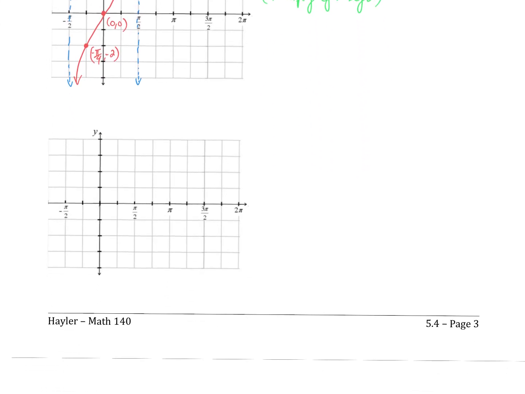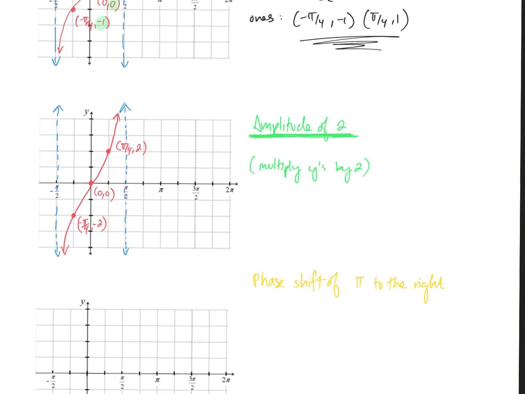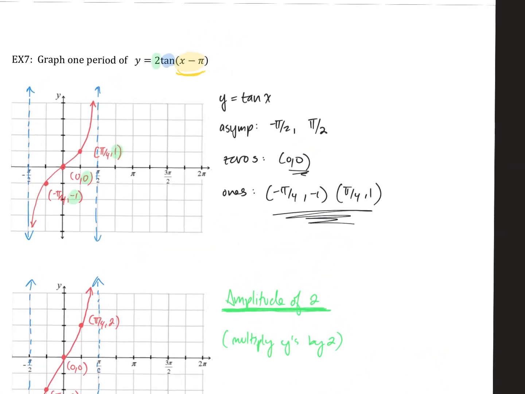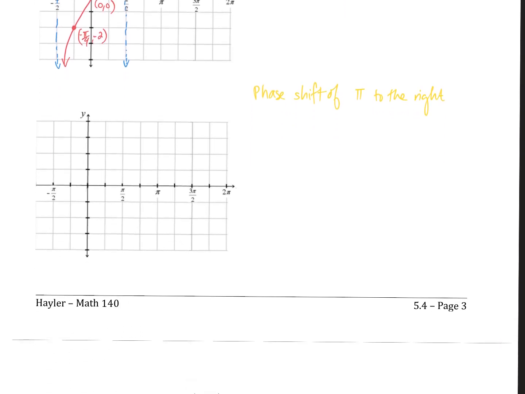So let's go ahead and write that down. We have a phase shift of what? Well, as usual, the x values are weird. Even though it's a minus, we're going to be moving to the right. So it's a phase shift of pi to the right. Once again, we had a phase shift of pi to the right because we're minusing the pi.